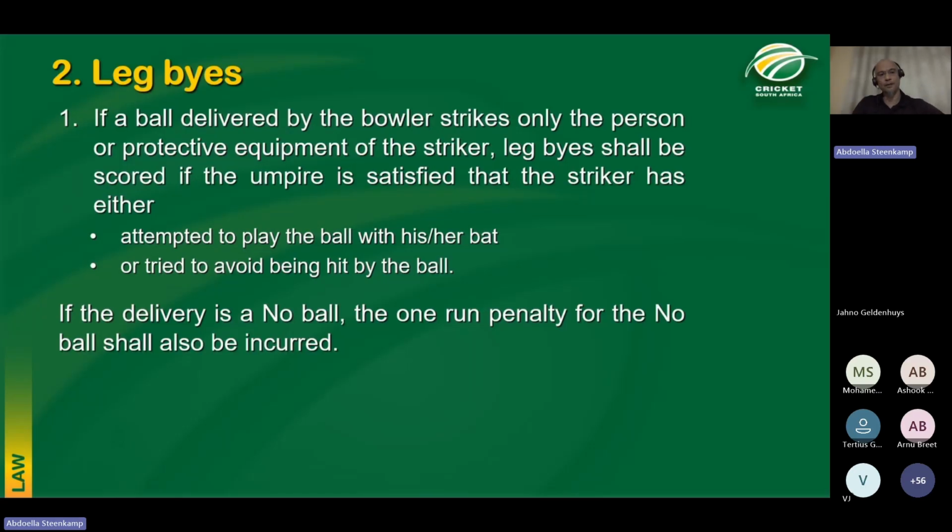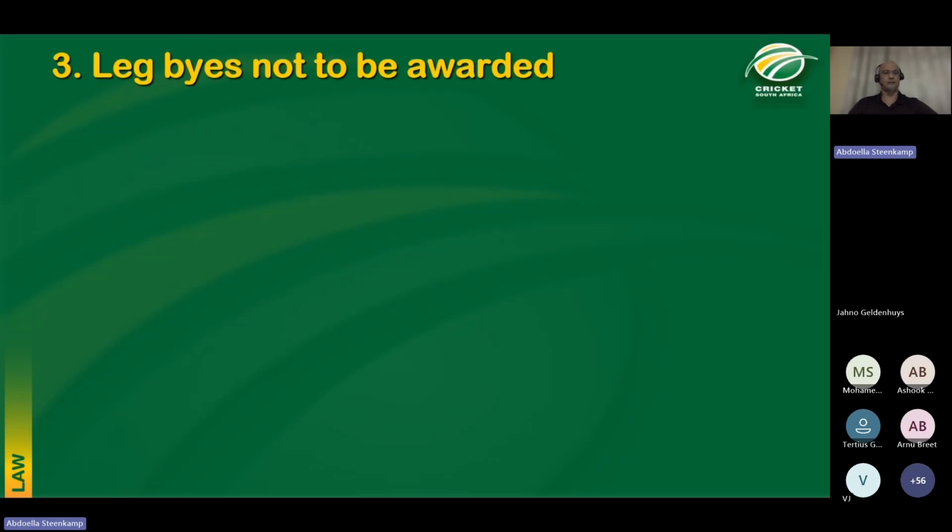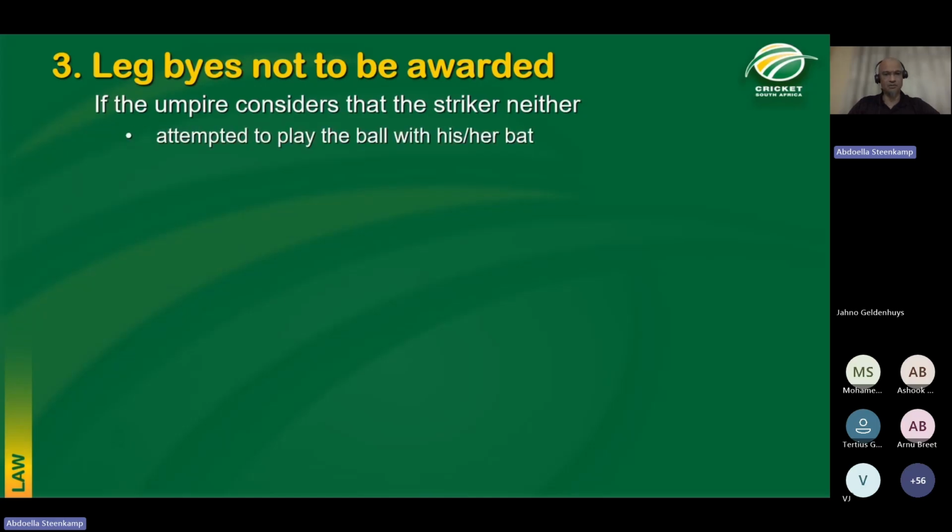Let's have a look at when we will not allow leg byes. The umpires do not allow leg byes if they feel that the striker did not try to play at the ball, or another way to put it, no shot offered, or the striker did not try to avoid being hit by the ball. If this is the case, there was no shot and no attempt to avoid being hit, then the law tells us we should not be allowing the leg byes.